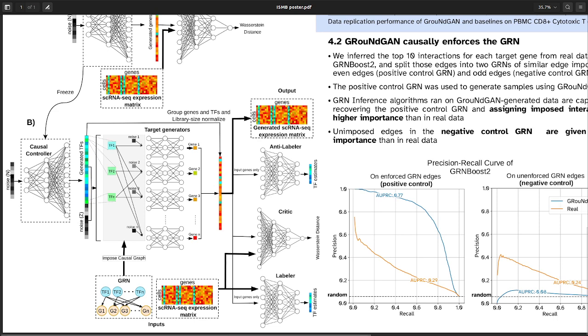But that wasn't enough to introduce causality, so we also added two auxiliary networks. One of them is called the anti-labeler, the other one is a labeler. And these two networks estimate TF expression given target genes. So that helps us further impose the GRN onto the network.